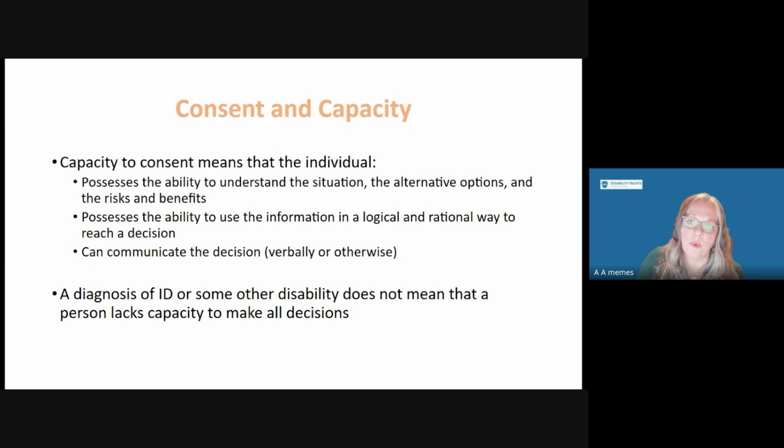So one of the important takeaways from this, I hope, is that you question anytime anybody says, does this person have capacity to give consent? Or does this person generally have capacity? The question that I think we all have to ask is, capacity for what?